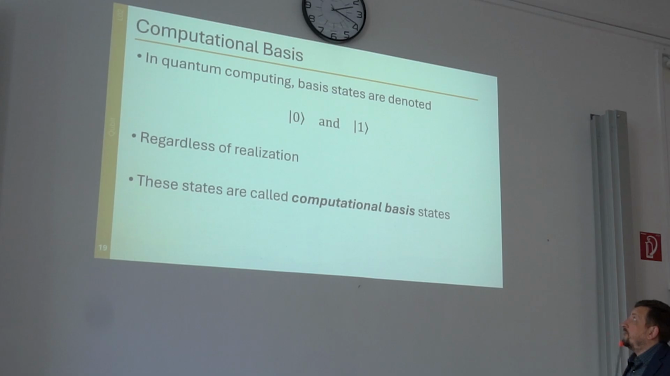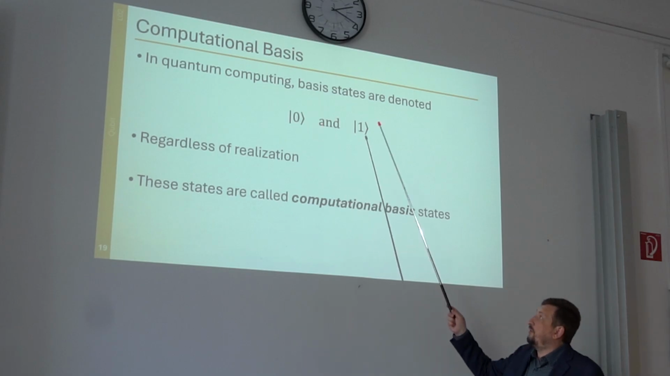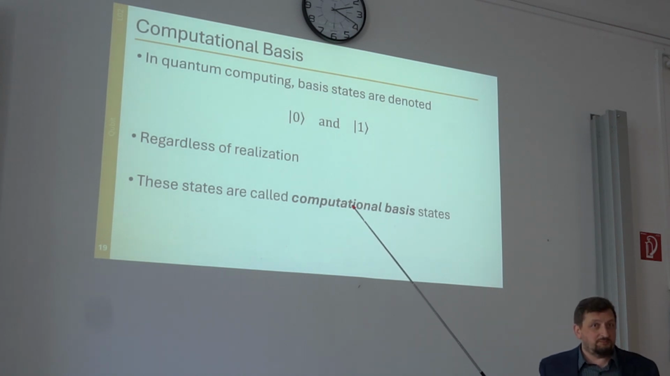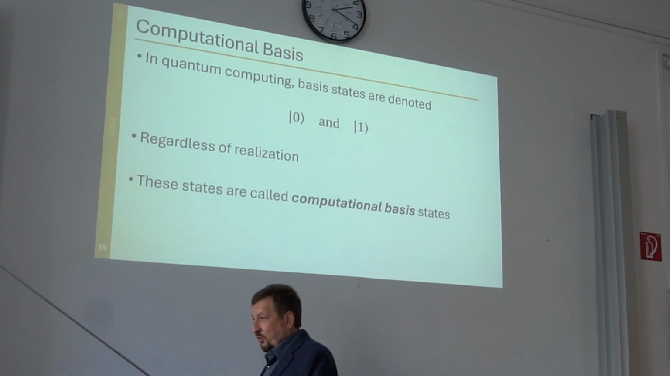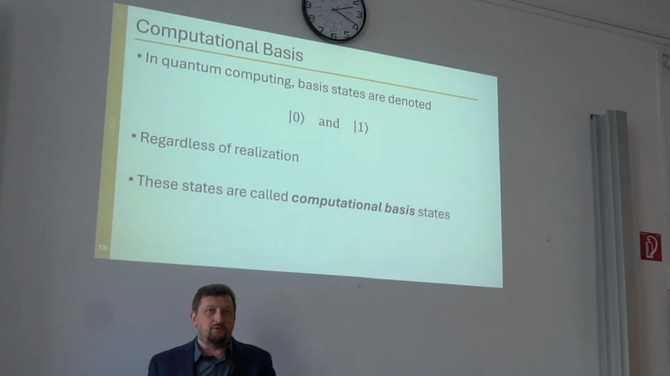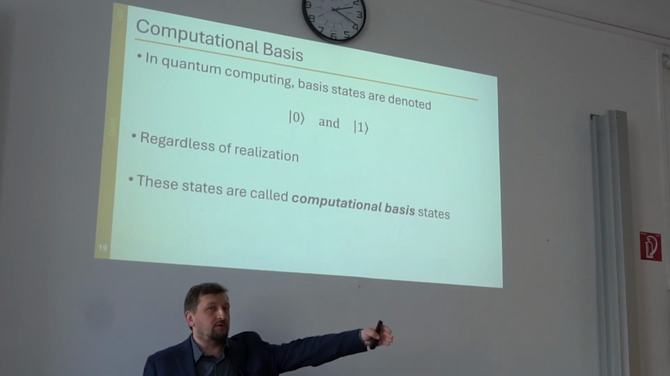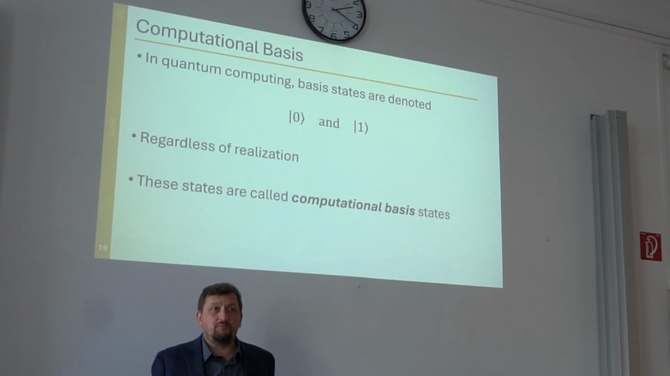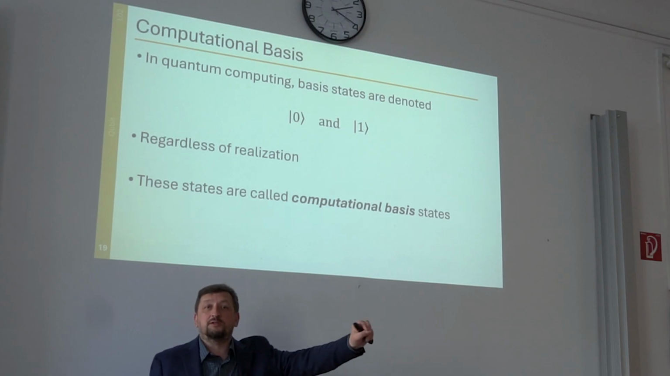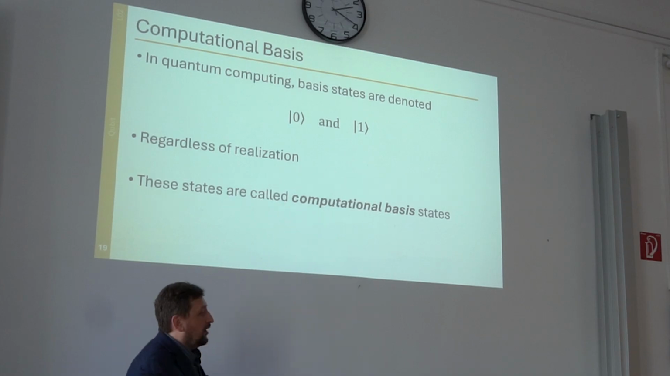So in quantum computing, these two states are denoted 0 and 1, regardless of realization. So we can talk about qubits, and everything we do with these qubits, you can realize with a superconducting qubit during your labs. You can use other quantum computers with qubits based on atoms, or you can run simulations. It doesn't matter what the realization is, it's always 0 and 1.